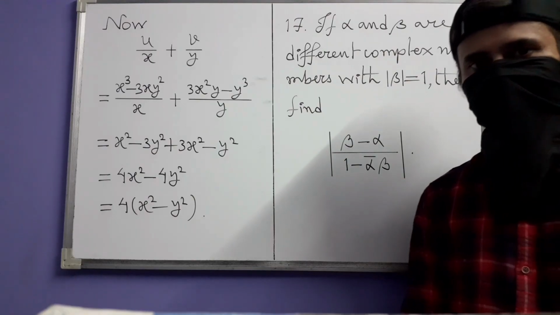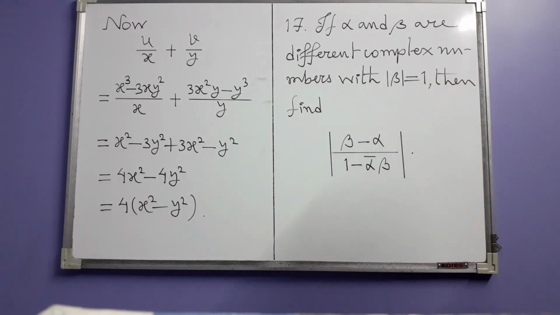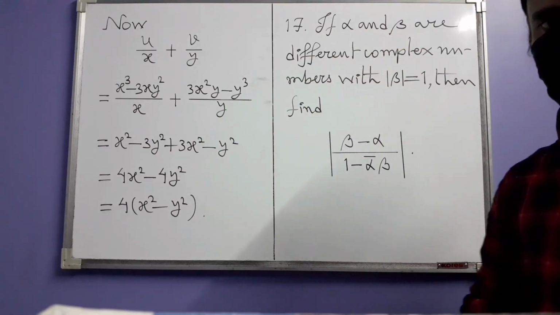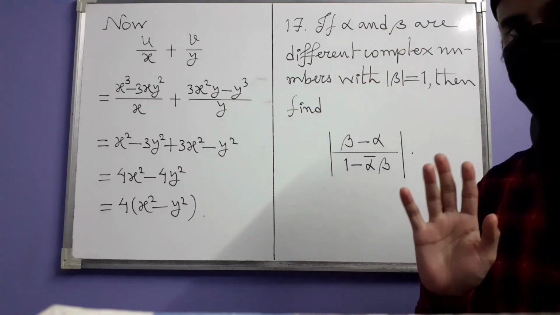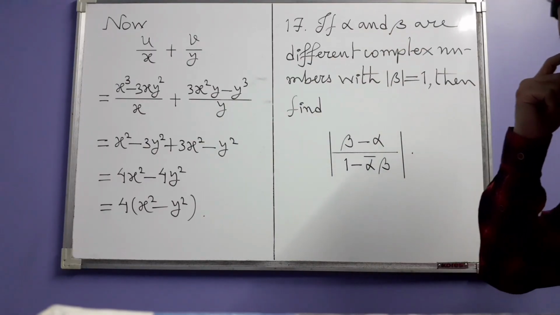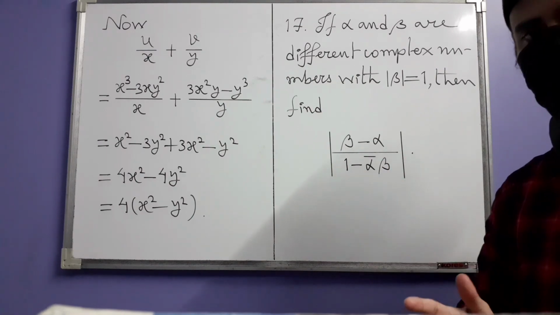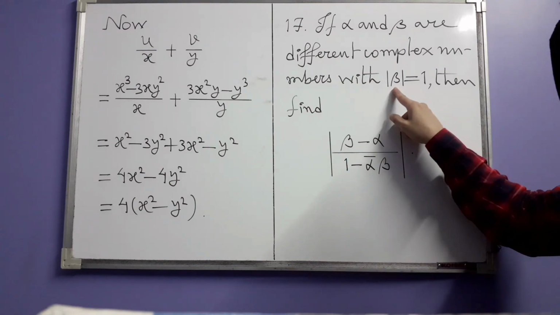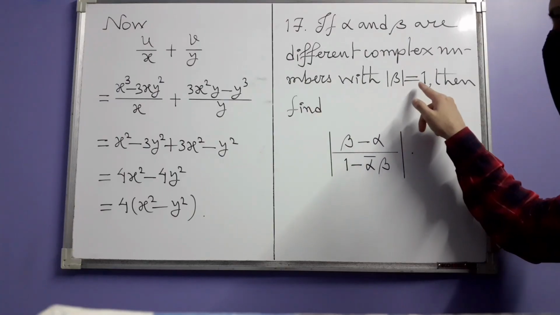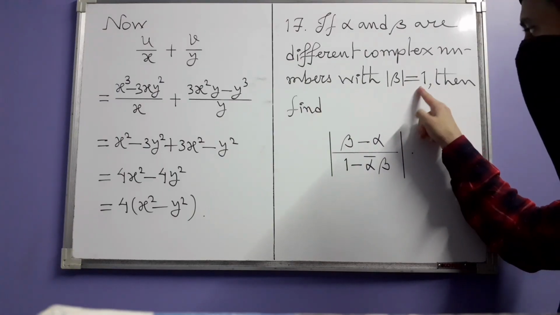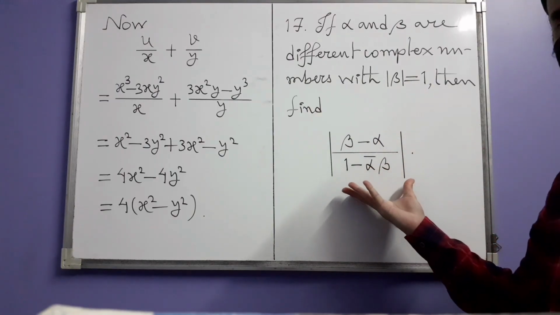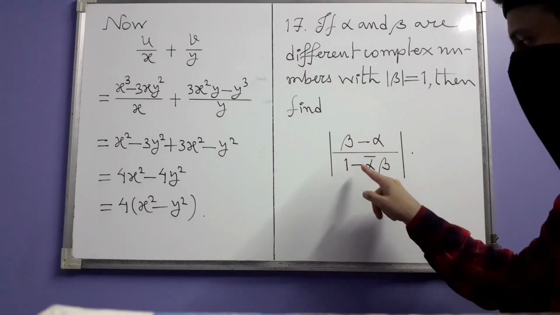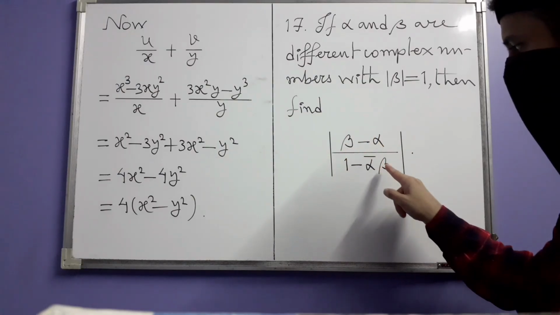This next one, the 17th one, is very interesting. Here two different complex numbers alpha and beta are given. Alpha and beta are not necessarily real. They may be non-real complex numbers, but they are not equal, they are distinct. And the absolute value of beta, that is |β|, is equal to 1. Then we have to find this: the absolute value of (β − α)/(1 − ᾱβ).